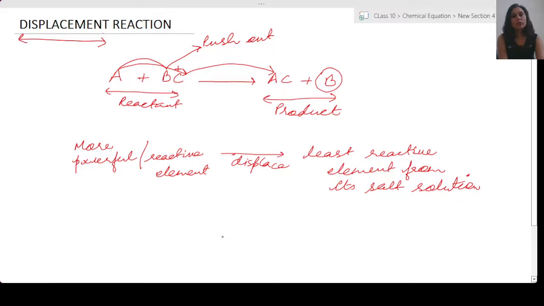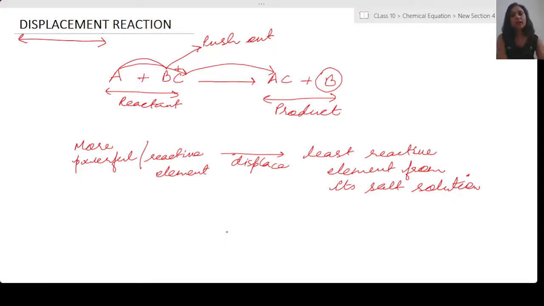Meaning to say that, like in our everyday life, if there is a fight between a very weak person and a very strong person, then what happens? Mostly the strong person whose build is more strong is able to win over a very weak person whose build is very much weak. So the same thing is happening here also. When there is a presence of a more reactive element, then that reactive element with its power pushes the weak element from its salt solution.